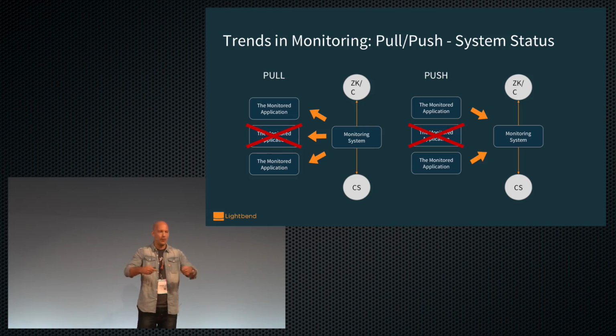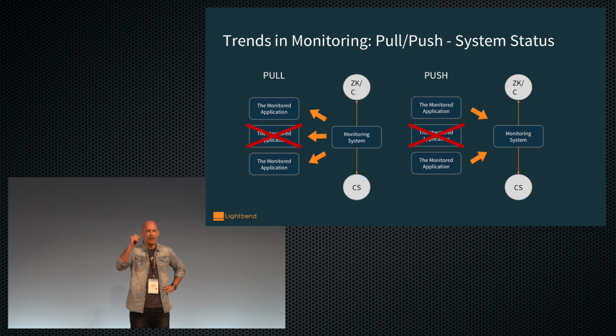Okay, let's put these two together now, pull and push. So if you have a pull-based system, the monitoring system can ask Zookeeper or Consul or the cluster scheduler, give me the systems that you want me to monitor. And then it will call these systems and try to retrieve information. And the middle system here is actually down. And in a pull-based system, you now know that something is wrong and can alert.